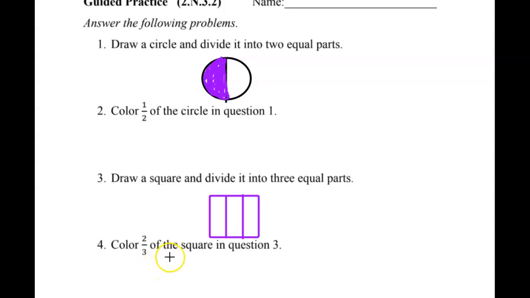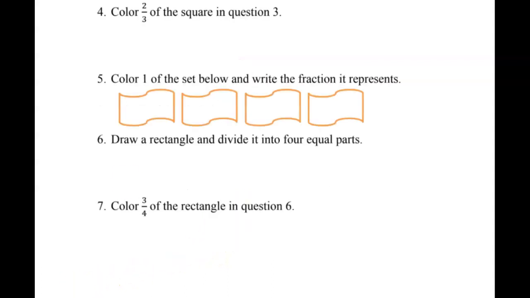Color 2/3 of the square in question 3. 2/3 of them. So how many will you color? Pause it and color in what you need to color. So you should only have 2 of the 3 colored in. Is that how you did yours? If so, you did it perfect.